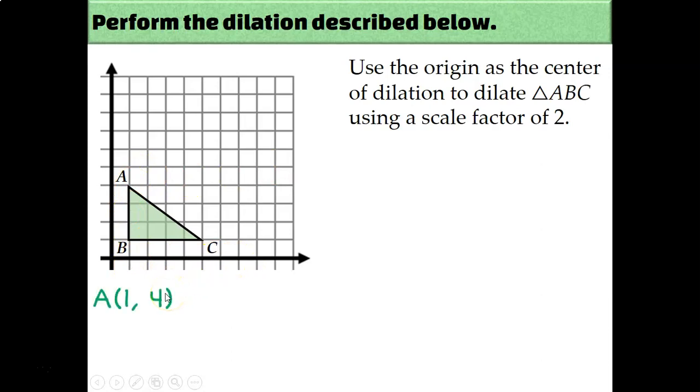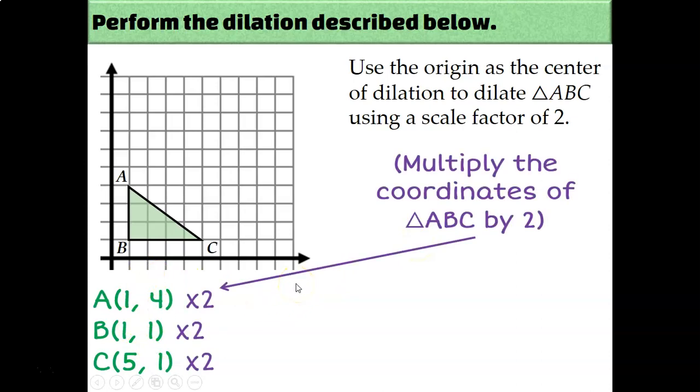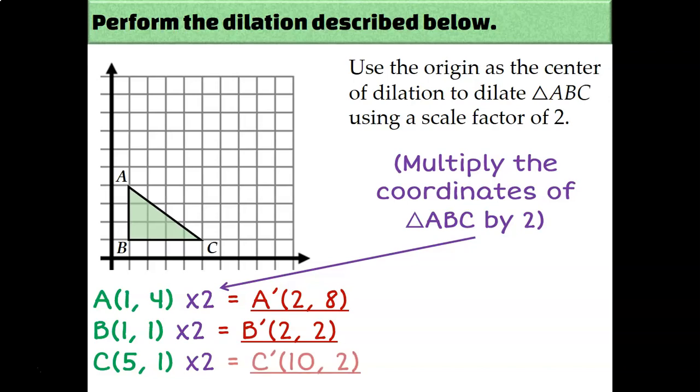A is the point (1, 4), B is the point (1, 1), and C is the point (5, 1). To figure out the coordinates of your image, just multiply each of these coordinates by your scale factor of 2. So 1 times 2 is 2, and 4 times 2 is 8. So those are the coordinates of A prime. 1 times 2 and 1 times 2, well that's 2 and 2, so (2, 2) is the coordinates of B prime, and 5 times 2 is 10, and 1 times 2 is 2. So those are the coordinates of C prime.